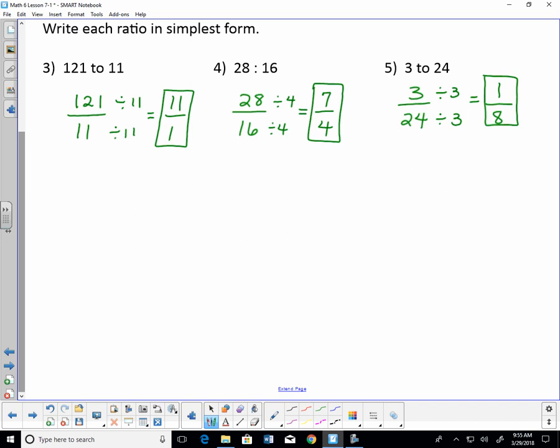Ratios are very much like fractions with just a few different parts to them. For example, you have to keep a whole number over 1 in order to keep it as a ratio. We'll be doing a lot of things with ratios in this chapter.